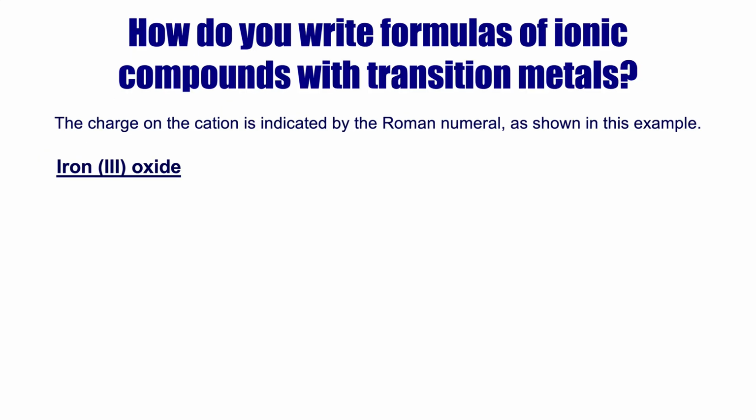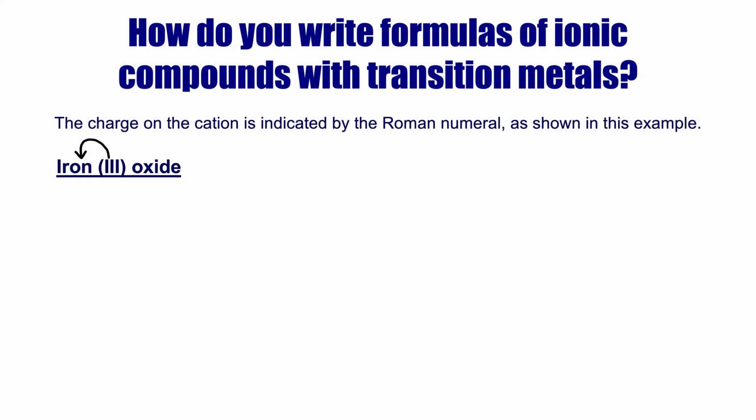Now we need to look at how to figure out formulas of ionic compounds that have these transition metals that could take on more than one possible charge. Here's our example, iron(III) oxide. You can see that iron has that Roman numeral of 3 next to it. What that is telling you is that the version of iron in that ionic compound is taking on a charge of positive 3.